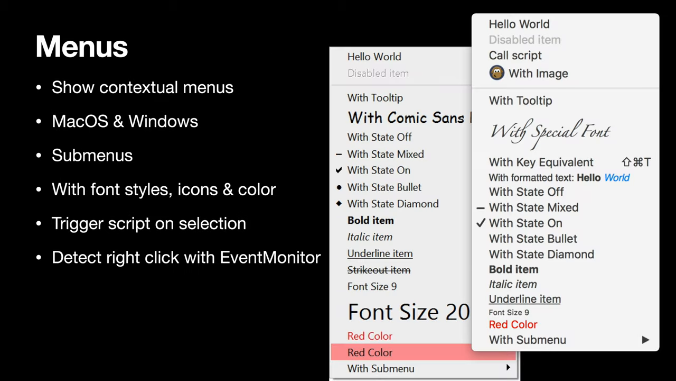The MBS plugin can show contextual menus on macOS and Windows. Those include submenus, various styles, icons, different colors. You can build the menu on the fly in a script or use a pre-made one as an XML or text definition. And you can use our event monitor functions to detect whether the last click on a button was a left mouse click or a right mouse click. This way you can decide whether you take the default action or show a context menu. But actually you can show a context menu at any time, so you can use it in any script to just show a context menu at a certain position on the screen or where the mouse currently is.